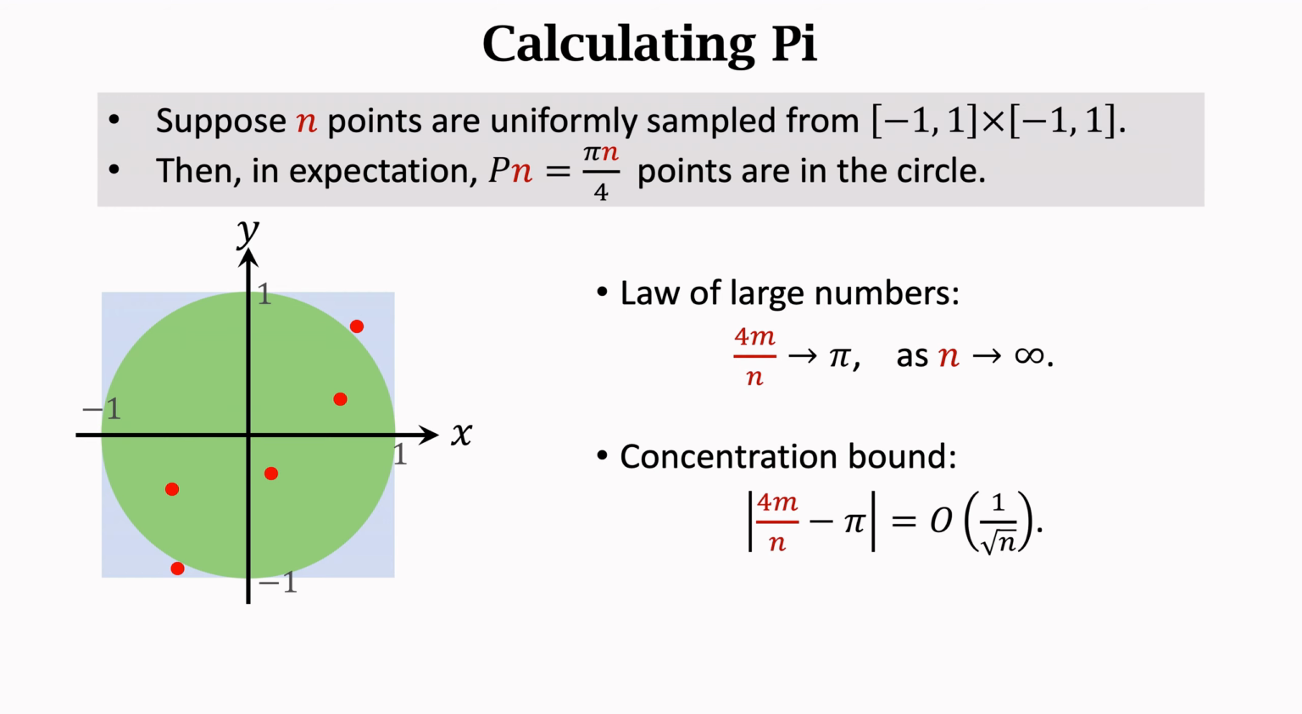We can actually use concentration inequalities to bound the approximation error. The approximation error is inversely proportional to square root n. This means as n grows, the Monte Carlo estimate becomes more accurate. But such a convergence rate is slow. If n is 100 times larger, the error is only 10 times smaller. In the next lecture, we will use a concentration inequality to analyze Monte Carlo.